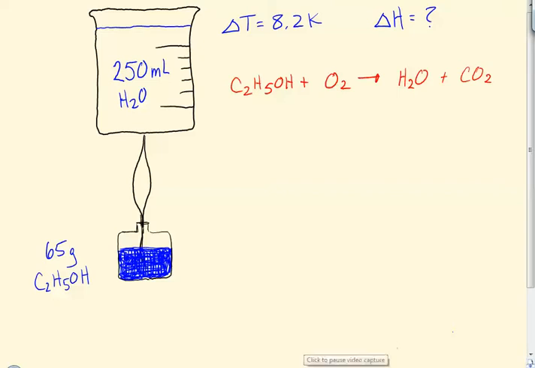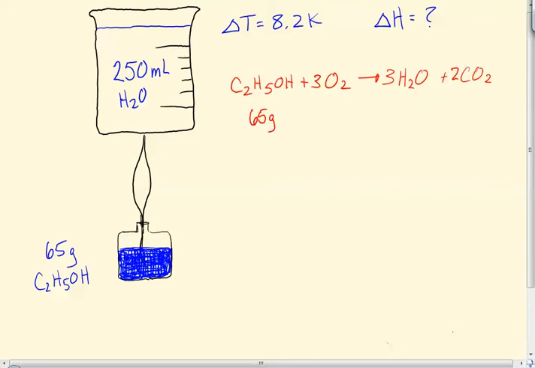We have excess oxygen, so we don't really need to balance it, but just in case. There we go, balanced. And we're going to put in our information that we know now. The mass of ethanol, it all gets used up, so I can figure out how many moles I have.